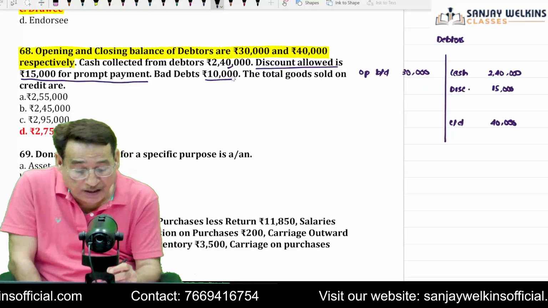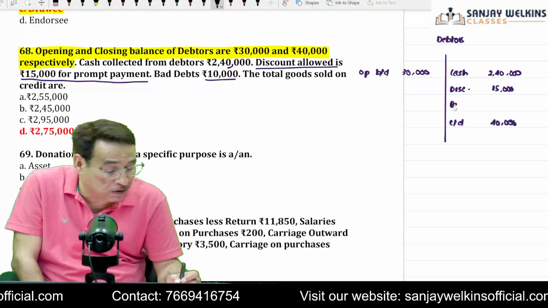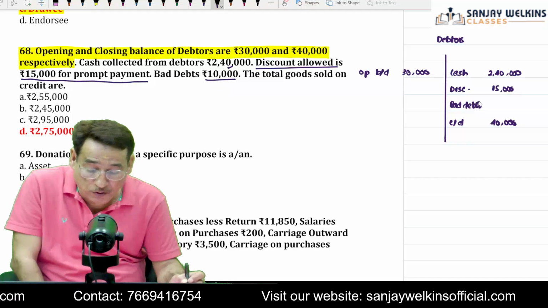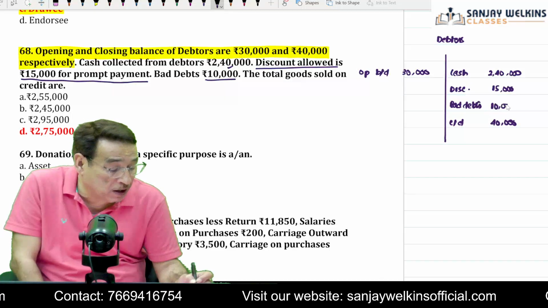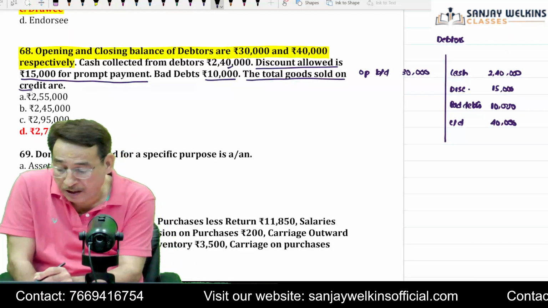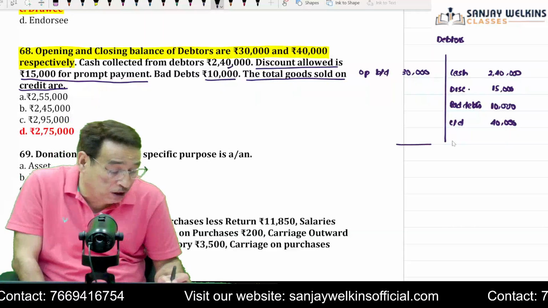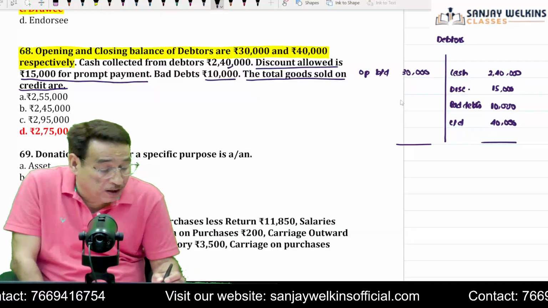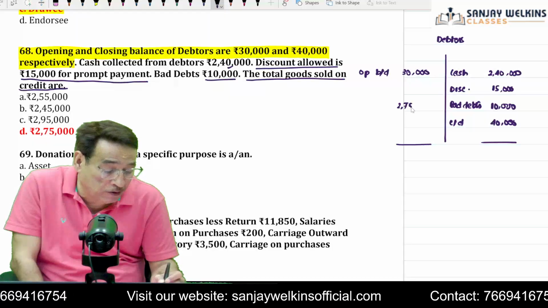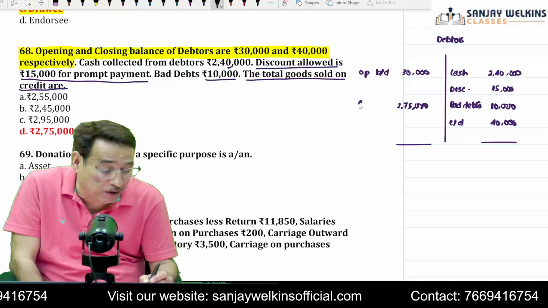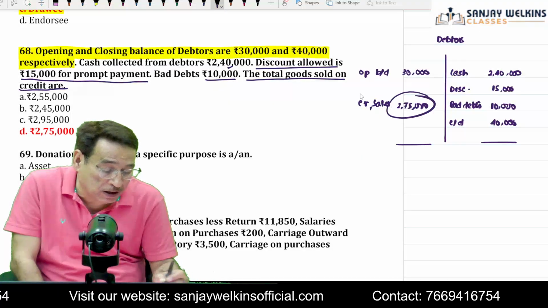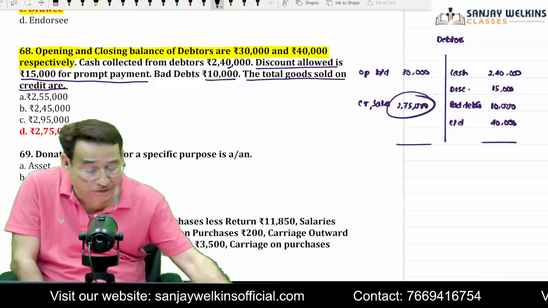Then we have bad debts also in this particular case. So bad debts is equal to 10,000. I am going to write 10,000. The question is asking us total goods sold on credit. So I will have to now tally it, and I will get 2,75,000 as the balancing figure. This will become my credit sales. So this is exactly what the question is asking. This will be your answer, 2,75,000.